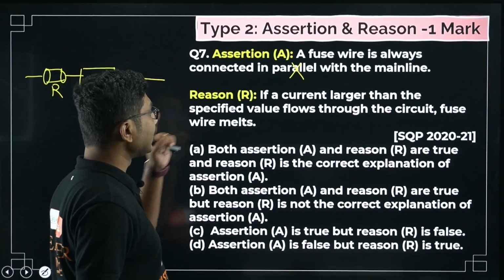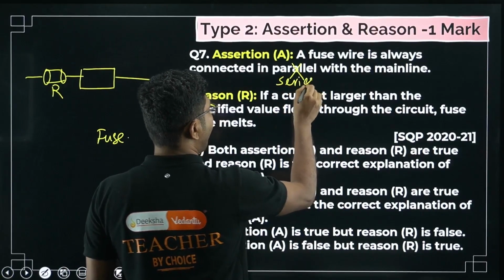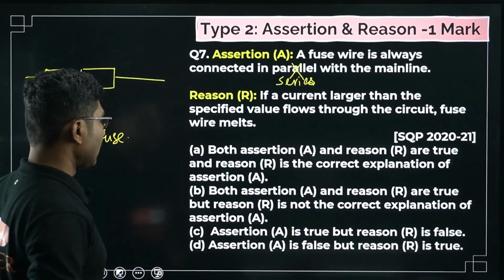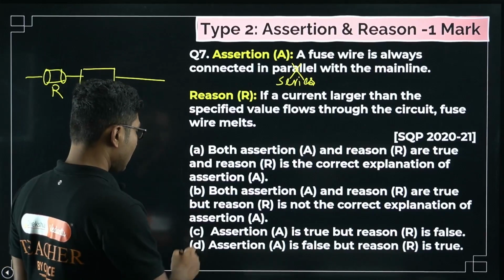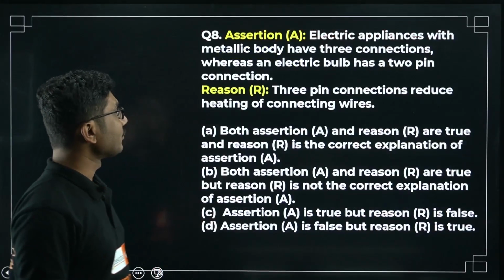So the assertion is incorrect, it should be series. And the reason is correct. So assertion is false, reason is true. So the correct answer is option D. Now let's look into the next question.